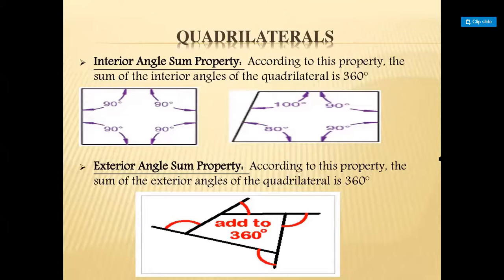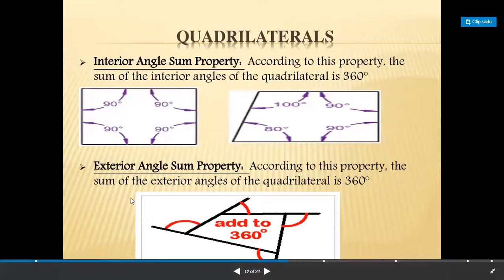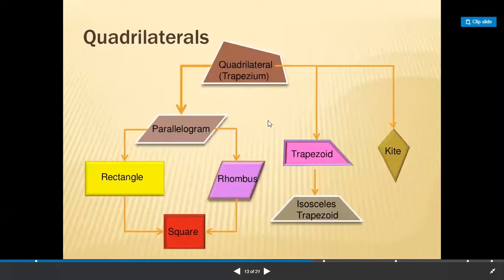The sum of all the exterior angles of a quadrilateral is always 360. Write this, property number 2, exterior angle property: sum of all the exterior angles of a quadrilateral is always 360. Next is types of quadrilateral. Now look here, one by one I am discussing each and everything.